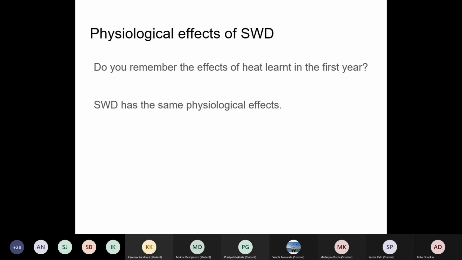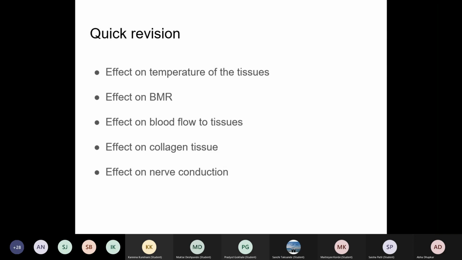Despite you remembering, we are still going to have a quick revision of what we have done the last year. So the first thing that we are going to look at is the effect that heat has on the temperature of the tissues. What is going to happen to these tissues? They are going to heat up. How are they going to heat up? Two methods quickly.